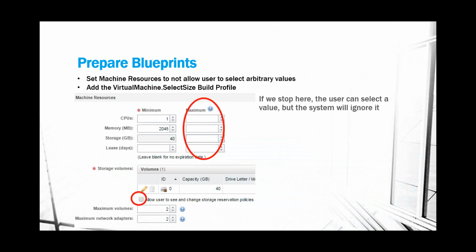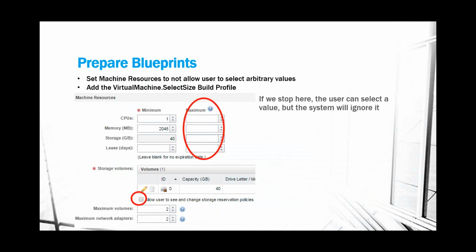You'll notice down below that we've set the maximum volumes to 2. This way we can ensure that when we add the second one to it, there won't be any kind of problems later. Now, the other piece that we're going to do with the blueprints is, of course, make sure that we add to it our virtual machine that select size build profile. That's in the Properties tab of the blueprint. We'll select that option.